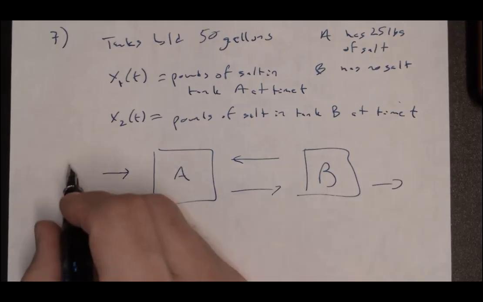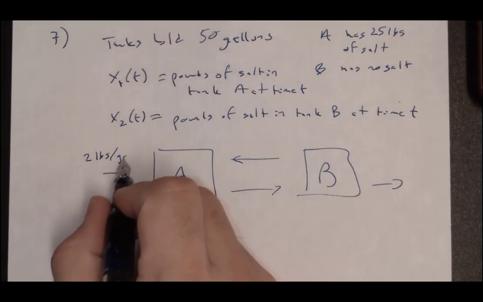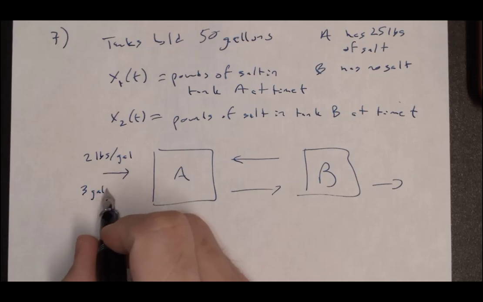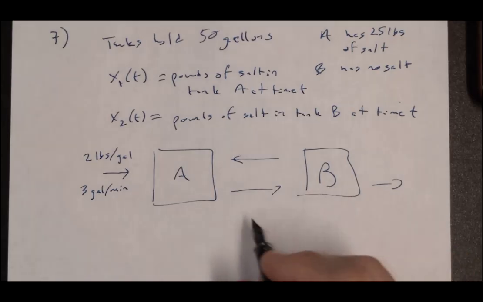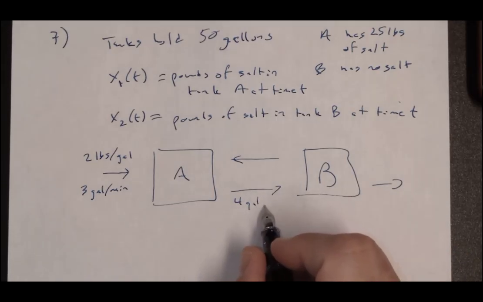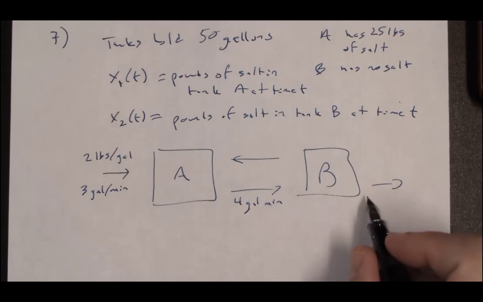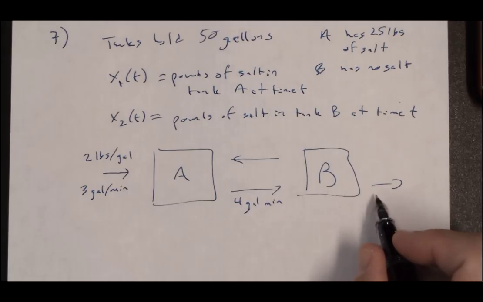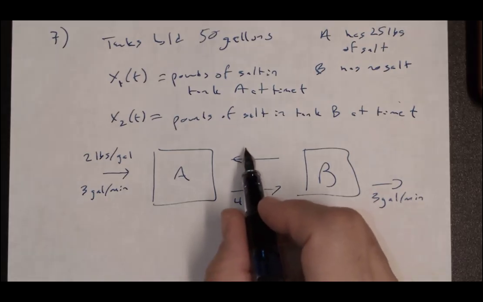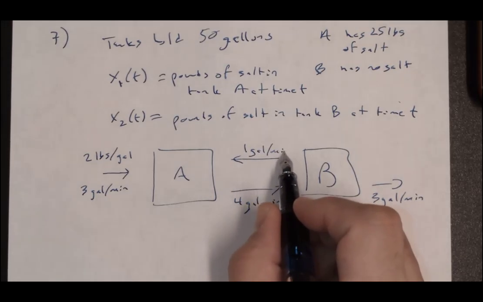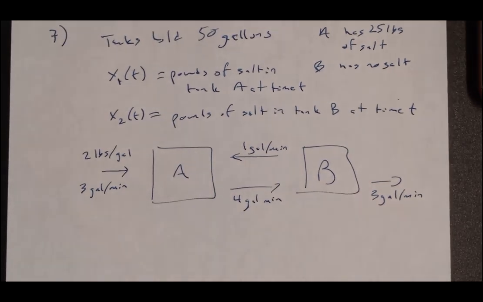The fluid going in is 2 pounds of salt per gallon and is going in at 3 gallons per minute. The amount of fluid coming out of tank A is 4 gallons per minute. The amount of fluid coming out of tank B on the right is 3 gallons a minute, but some other fluid is coming out of tank B on the left at 1 gallon per minute. So please notice, all the tanks contain the same amount of liquid at any given time.